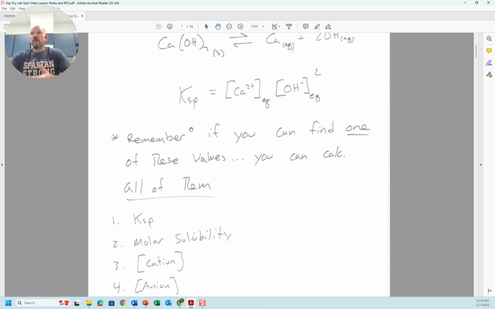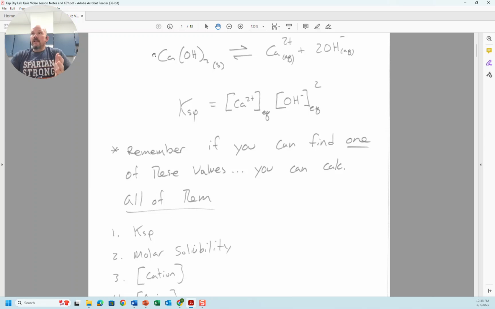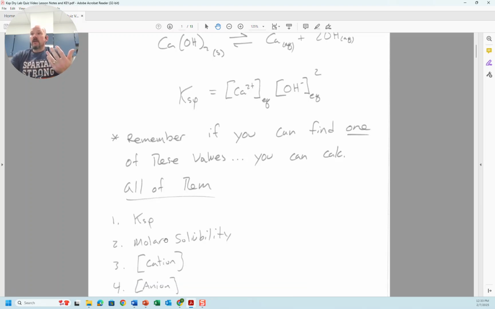The other thing you could do is, if you know the molarity of the entire compound, it has a 1-to-1 ratio with calcium, so the molar solubility would be the molarity of calcium, but 2 times the molar solubility would be the molarity of hydroxide, right? So we can find the molar solubility and use it to get this concentration and that concentration, plug them into the expression and solve for the KSP.